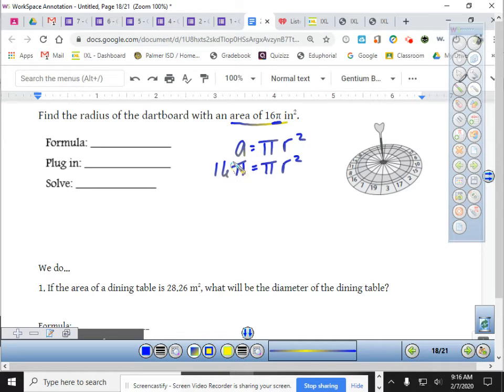Because pi divided by pi is 1, we can cancel those out, right? So we are left with the radius squared equals 16. Angel, you're not supposed to be talking. What do we do now? Square root. What is the radius? 4. Awesome. Find the circumference.